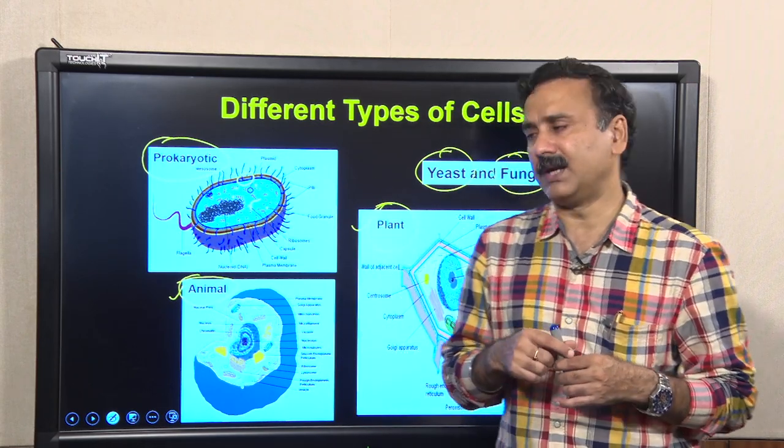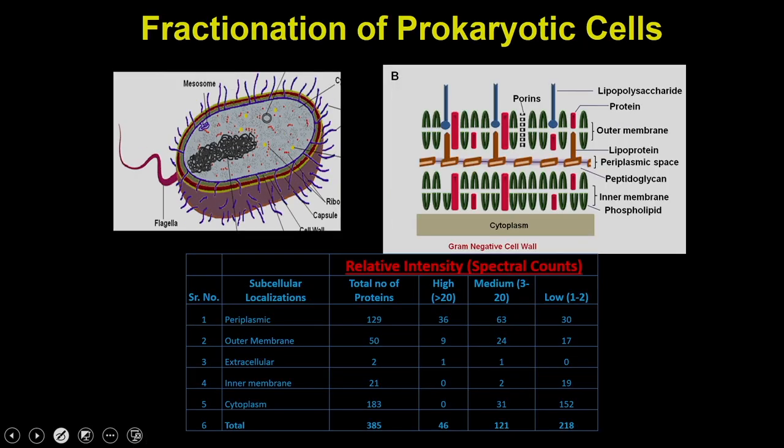So we'll start with the prokaryotic cell. This is a typical bacterial cell where you have the plasma membrane, and outside the plasma membrane you have a cell wall, and this is a flagella which allows the movement of a typical prokaryotic cell. Within the cell wall you have two layers: the outer layer and the inner layer, and in between them you have a space which is called the periplasmic space.